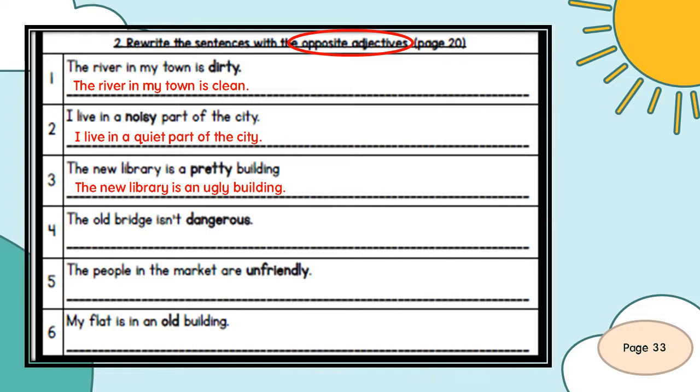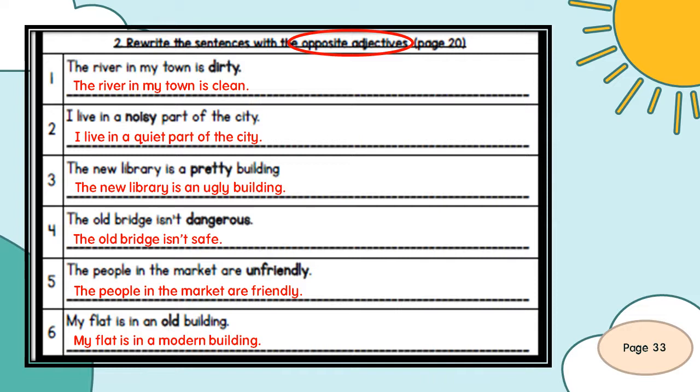Number 4. The old bridge isn't dangerous. The new sentence is, the old bridge isn't safe. Number 5. The people in the market are unfriendly. The new sentence is, the people in the market are friendly. Number 6. My flat is in an old building. The new sentence is, my flat is in a modern building.